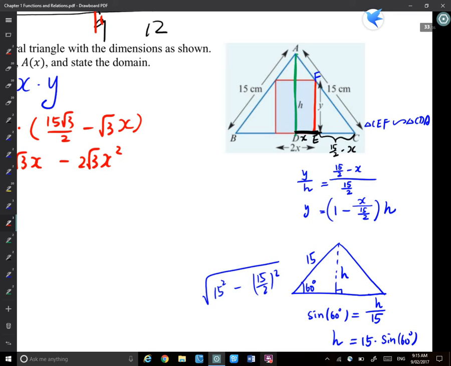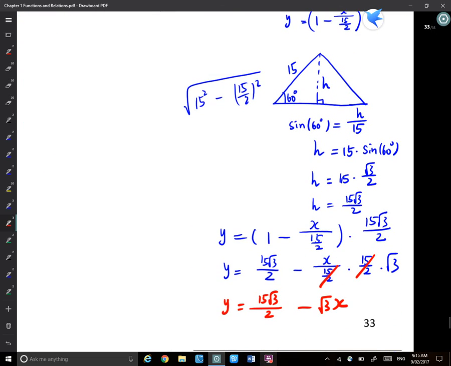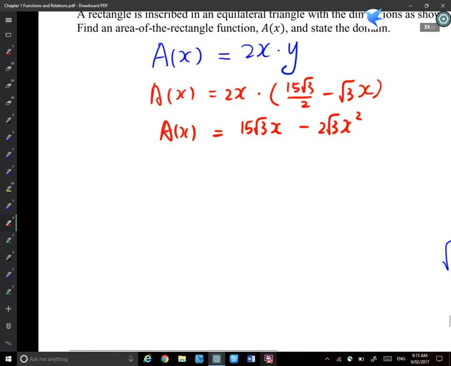So now the h value, we can see again, this is the height of this equilateral triangle. The height of this equilateral triangle can be found by using Pythag or the trig ratios. Since it's an equilateral triangle and we know it's 60 degrees, we can use sine 60 degrees to work out the height. And we work out the relationship between y and x. We substitute y back into the original function we have for this question.